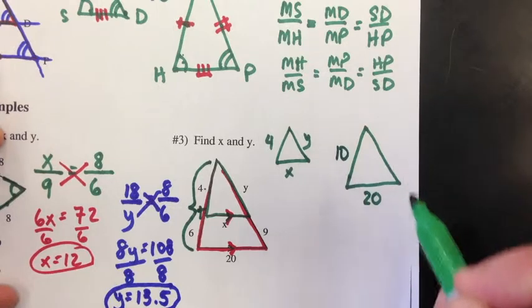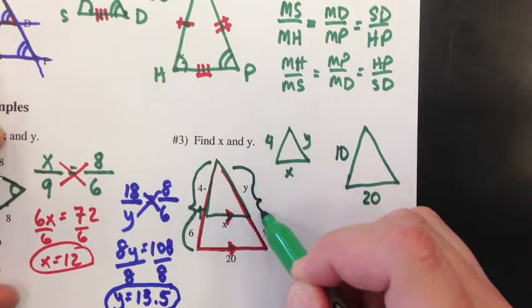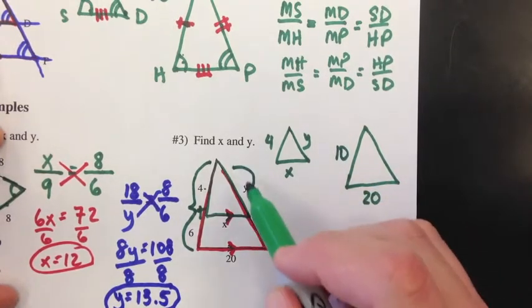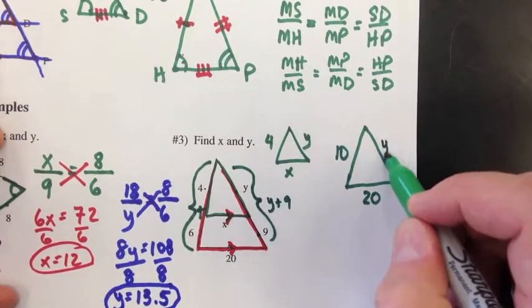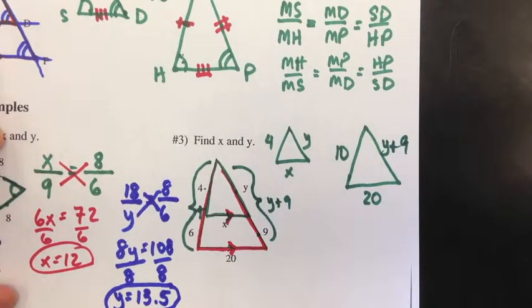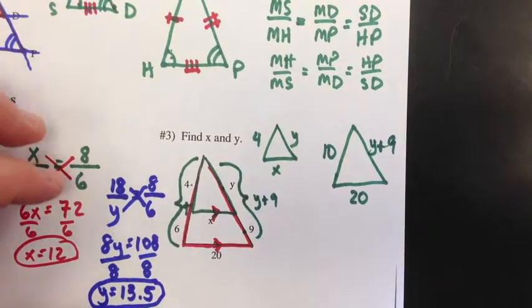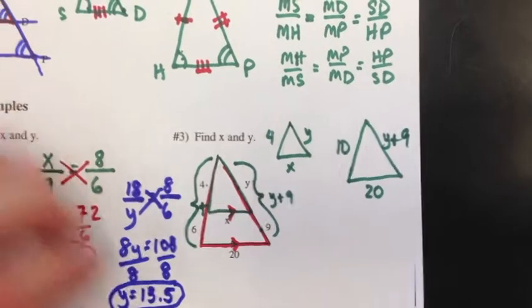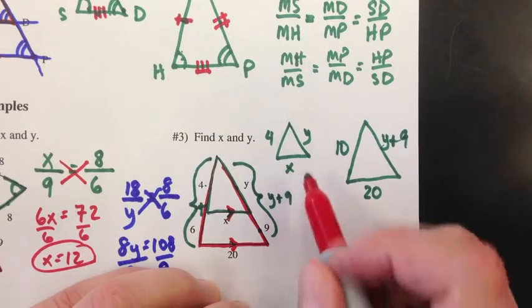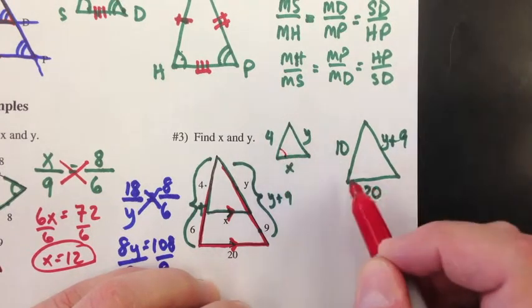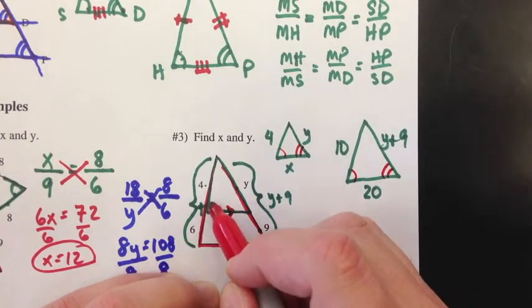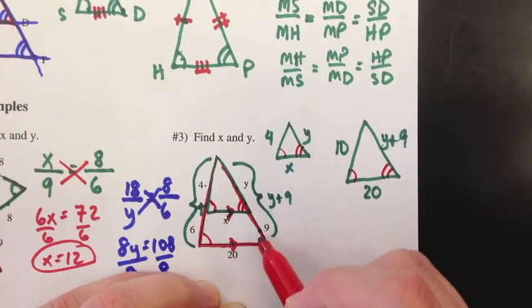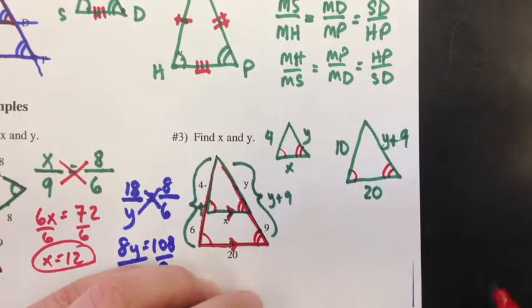So this is 10. Now for the big triangle, or I'm sorry, for the right side, this is y, this is 9, and if I add those up, it's y plus 9. So that's how I'm going to set it up. Okay, now, when we do the proportions here, if you want x first, so the x, first of all, we know these angles are congruent because of the parallel lines. These are the corresponding angles. They're always congruent when lines are parallel.